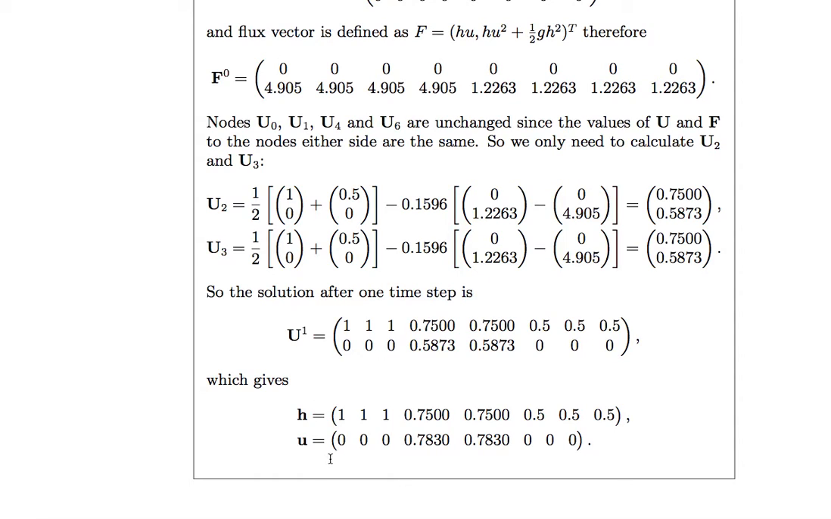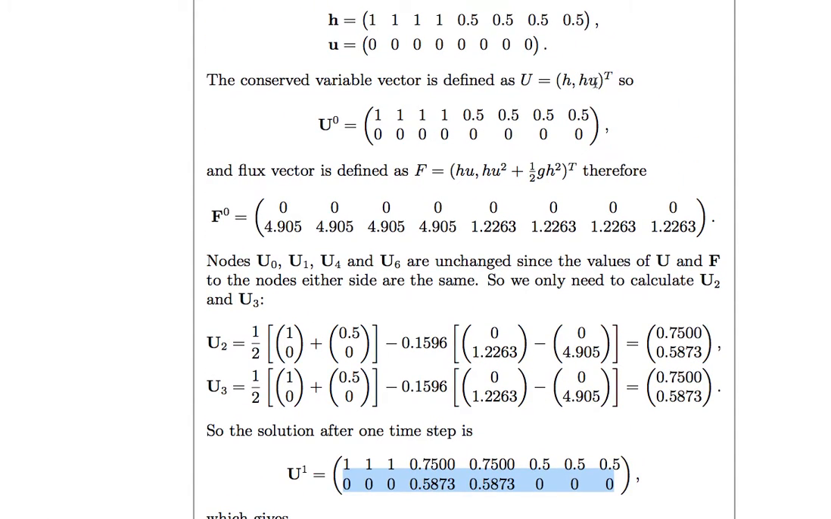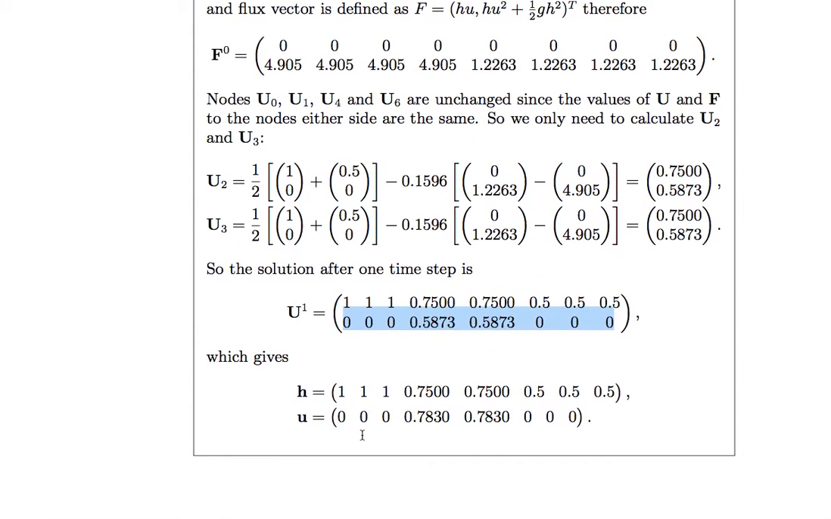So if we extract the heights, which is the first row from U, we get our values for h. Now the velocities are the second row of U divided by the first row. And the reason for that is because the second row of U is h times u. So to get u, we just divide it by h.